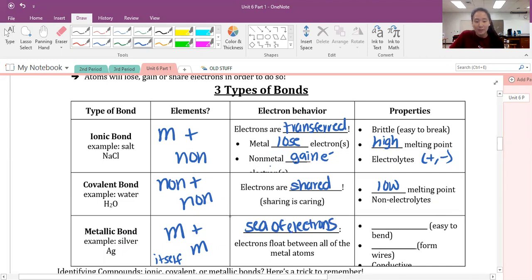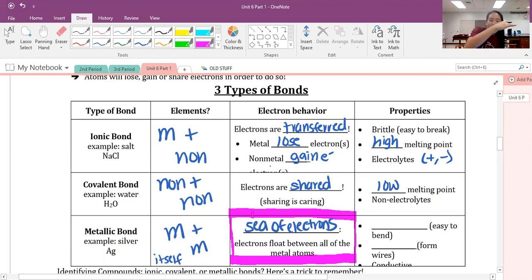I'm going to highlight this box here so that you remember. This is basically saying that electrons travel all over this metallic bond. That's why metallic bonds have very particular properties, like they're very malleable, meaning that it's easy to bend. They are ductile, meaning that they can form wires. And I know this got cut off, but they're also conductive, meaning you can conduct electricity and things like that.